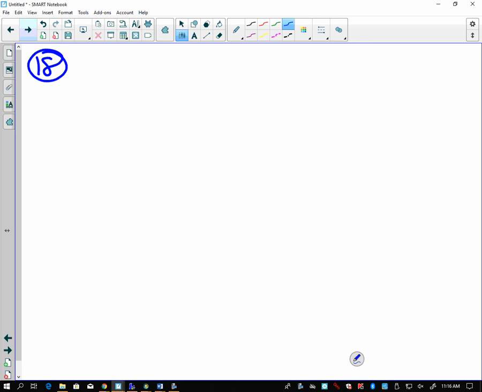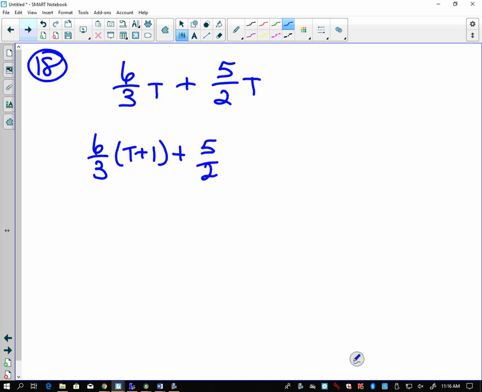After 11 is 18. CJ can haul 6 loads in 3 days. Faye can haul 5 loads in 2 days. Rate times time plus rate times time equals jobs, right? So we would look at loads per day. 6 over 3 times time plus 5 over 2, that's her rate. But notice that CJ, our first guy, starts work 1 day before Faye. So he's 6 over 3 times t plus 1, plus 5 halves t.